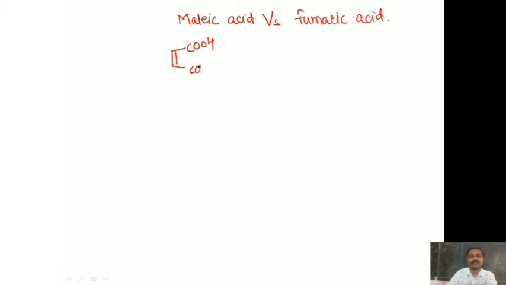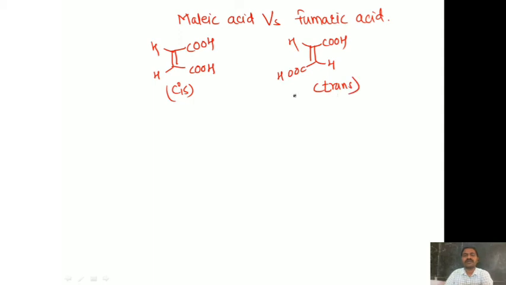Now the last example of dicarboxylic acid is malic acid versus fumaric acid. So structure of malic acid, this is also a dicarboxylic acid, with COOH and H, and fumaric acid, this is trans, with H and H. So this is cis relationship between two carboxylic acids, and here there is trans relationship.